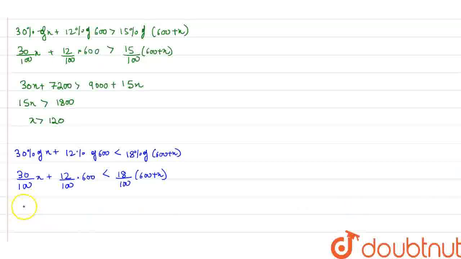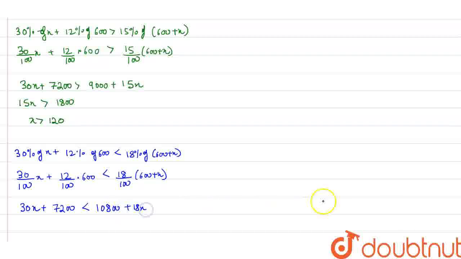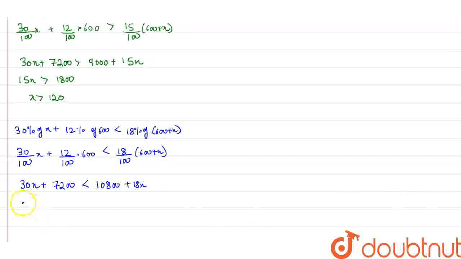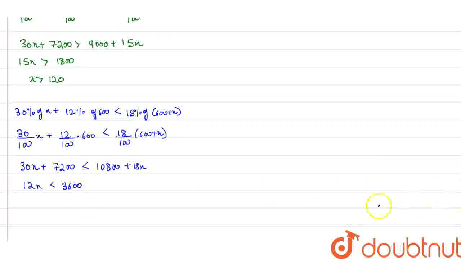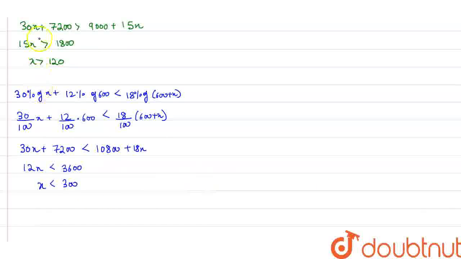So from here we get 30x plus 7200 less than 10800 plus 18x. So from here we get 12x less than 3600. So from here we get x less than 300.